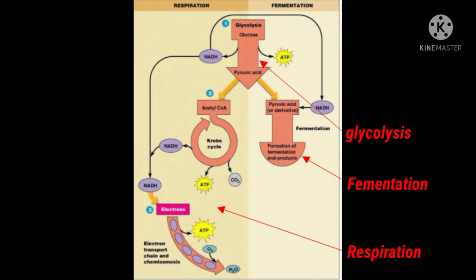ATP production begins and ends with glycolysis in organisms that ferment. Fermentation is all about recycling NAD positive so that glycolysis can continue. NADH is oxidized to NAD positive by reducing pyruvate to lactic acid, as you can see in the illustration.